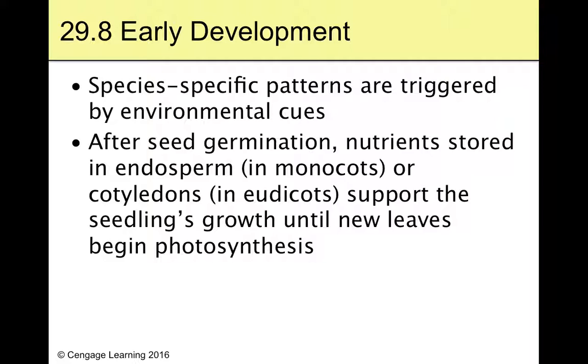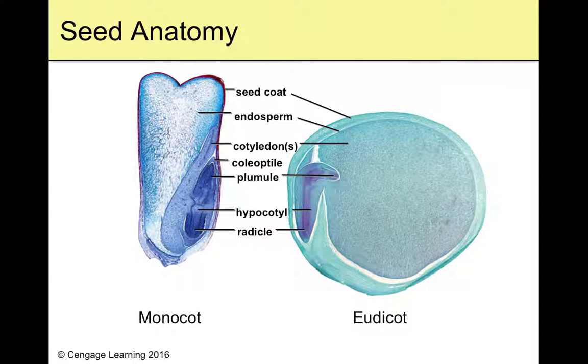So after the seed decides it's time to germinate, the nutrition that's stored in that endosperm or in the cotyledons is going to support that new seedling's growth until it's tall enough to send out its own leaves and do its own photosynthesis and hopefully carve out a living for itself. And so here's kind of what your seed looks like. In this example, we've got a huge endosperm to feed this thing.